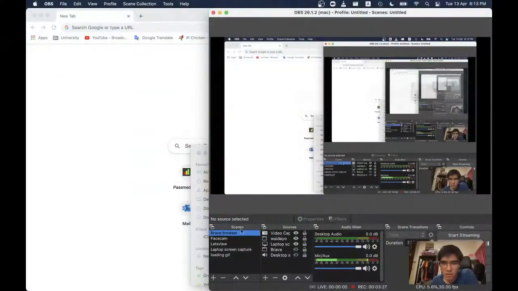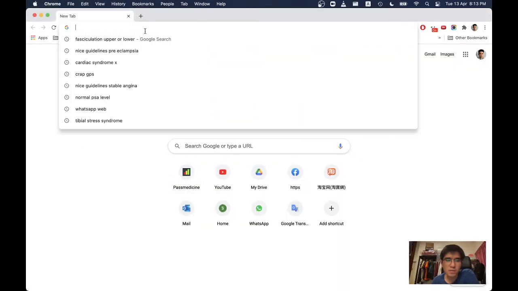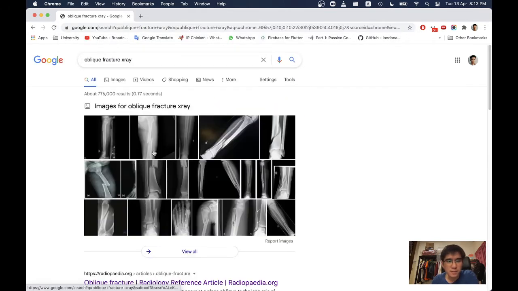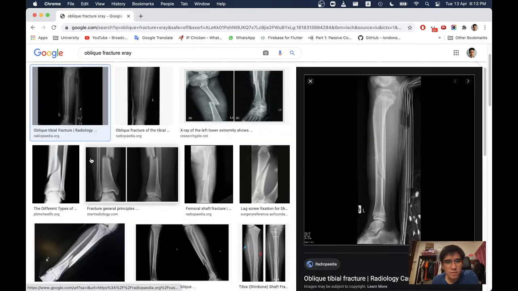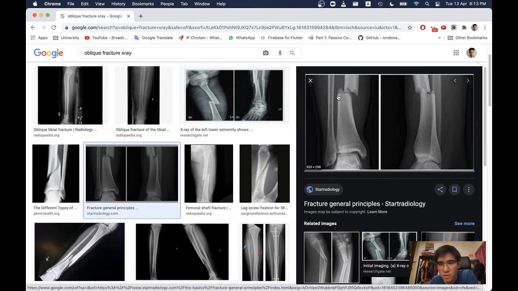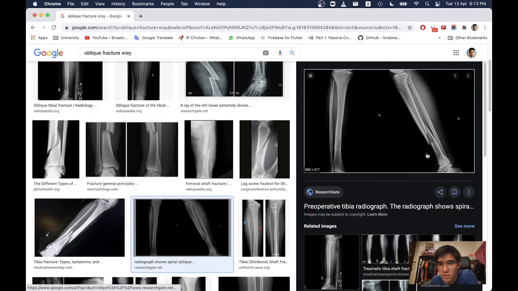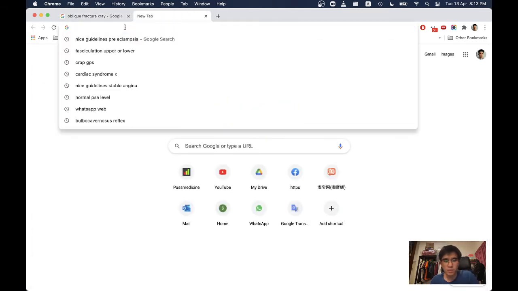So here, change view. Okay, so let's look at X-ray. So you can see this is an oblique fracture. It goes from one side to the other side. There's a transverse fracture here. This is an oblique fracture. And then let's look for spiral fracture.